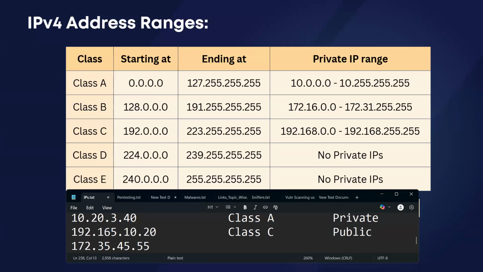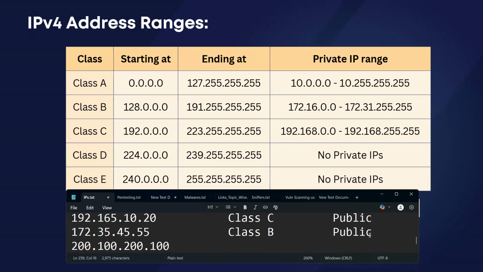If this is clear, can you give me the answer for the next one? 172, 35, 45, 55. Which class is this, and is this public or private? Any answers, guys? Class B. Class B, correct answer. And is this public or private? Public. Perfect answer. Okay, why is this public? The first octet is 172, that seems to match. But the second octet is not matching. It's outside 16 and 31, so therefore it's a public IP.